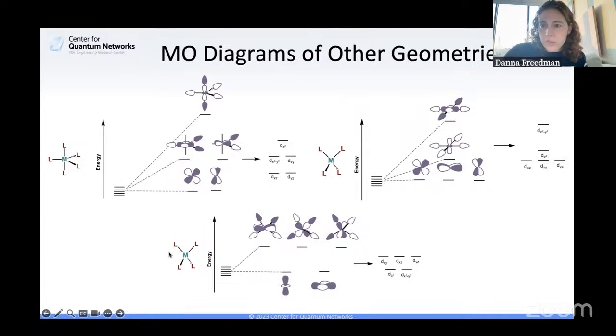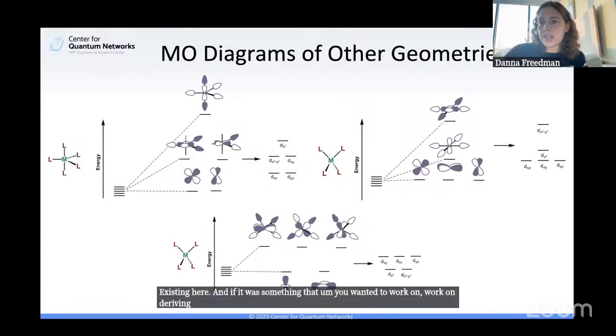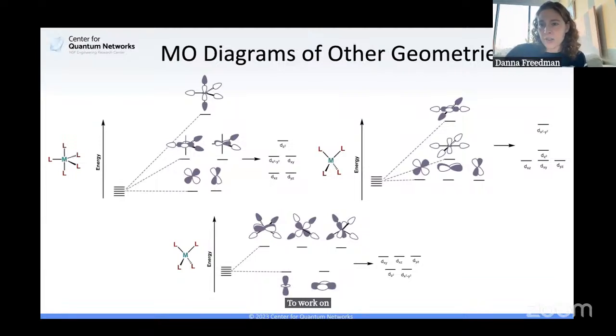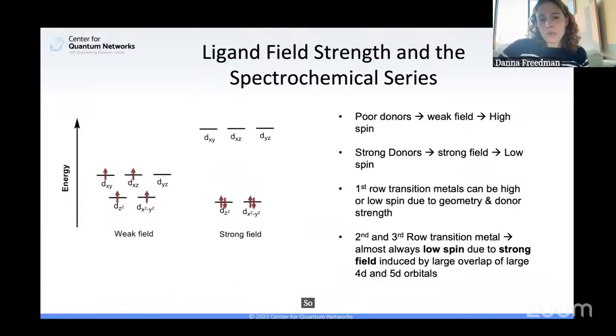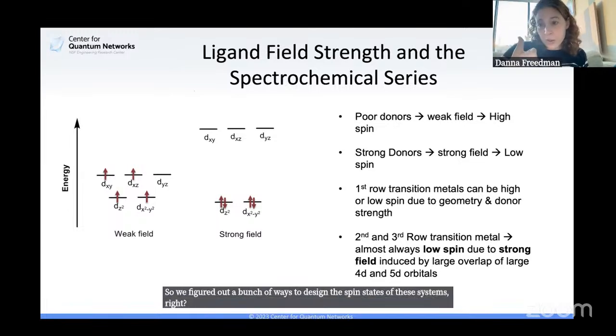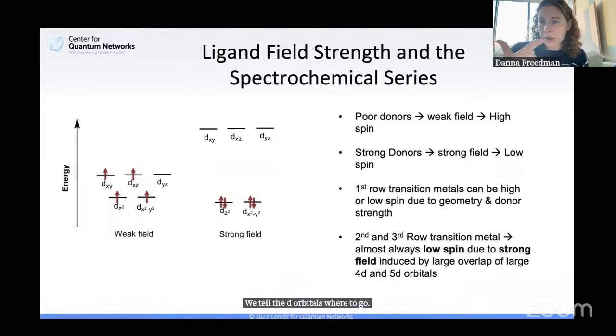So this is kind of an answer that you can think about existing here. And if you wanted to work on deriving these configurations, this is a problem that I think is really fun to work on, just to make sure that the idea of metal-ligand interactions is intuitive to you. So we figured out a bunch of ways to design the spin states of these systems, right? We tell the d orbitals where to go, we fill in with a metal and electrons, and then we get the spin that we want.